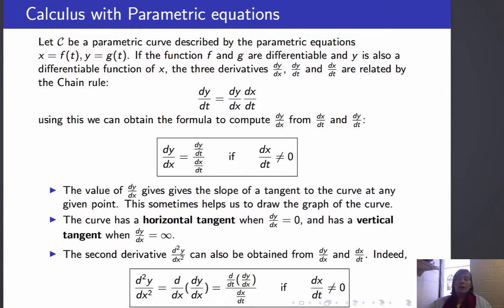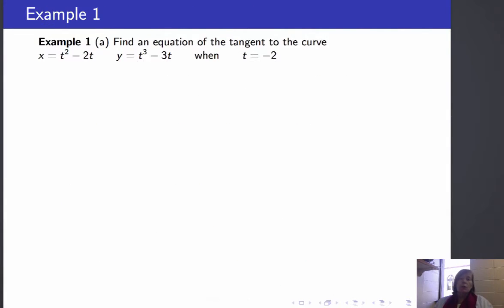And now we can actually calculate the second derivative, and the easiest way to calculate this is to note that the second derivative of y with respect to x is the derivative of the first derivative with respect to x. And of course that's the derivative of that function with respect to t divided by dx/dt, assuming again that dx/dt is non-zero.